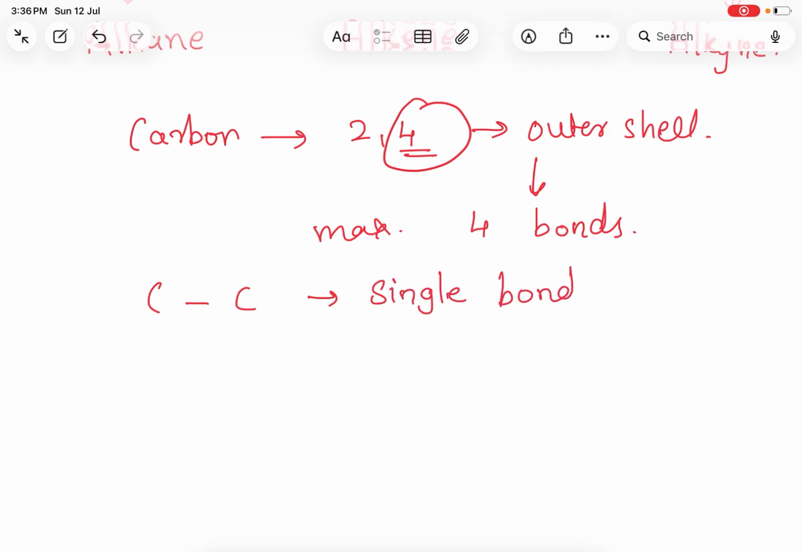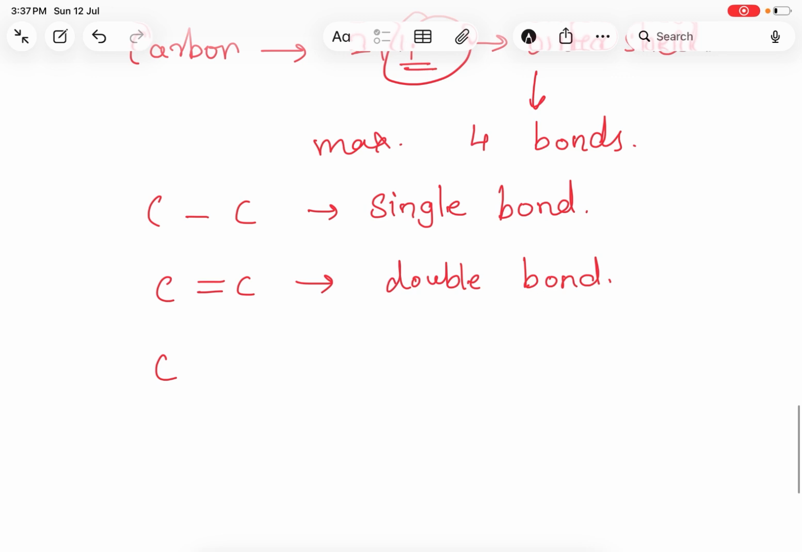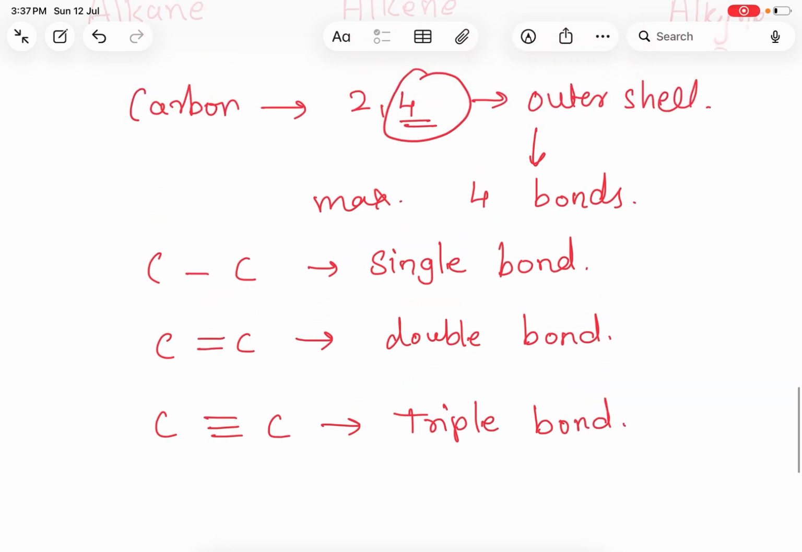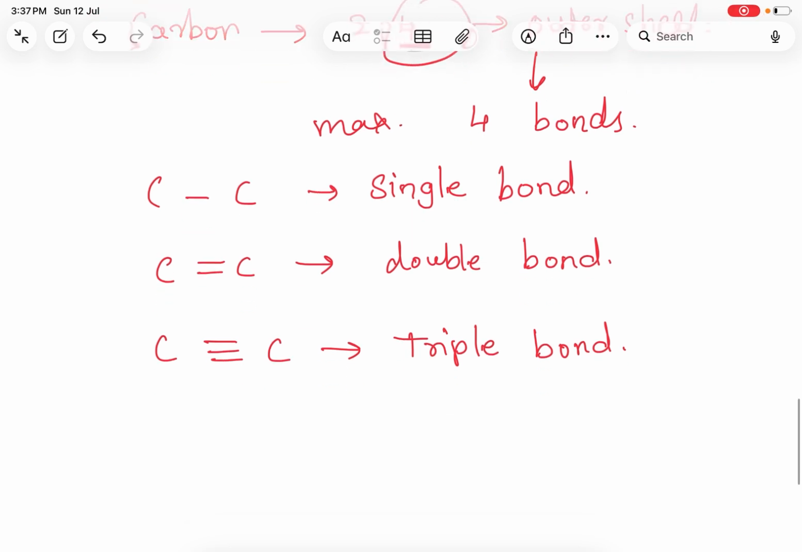It can also make a carbon-carbon double bond, and it can also make a carbon-carbon triple bond. It is a triple covalent bond, we would say. So carbon has a unique property of existing as a carbon-carbon single, carbon-carbon double, and carbon-carbon triple bond.